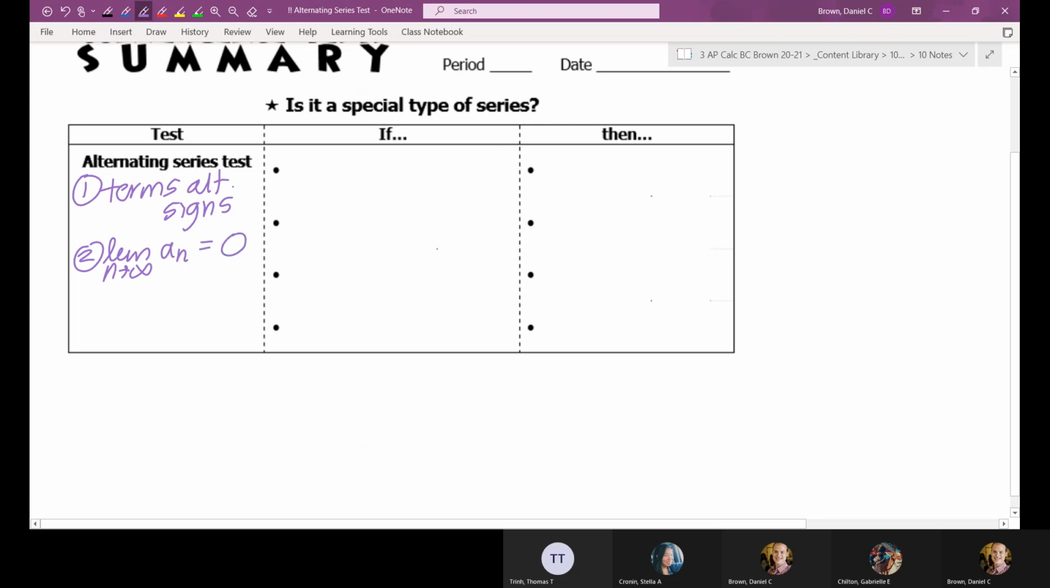So those terms, they are switching back between plus or minus, but they do both have to be getting closer and closer to 0. And the third thing that has to be true, I don't know why my pen's not working today because it's dead, is terms decrease in absolute value.